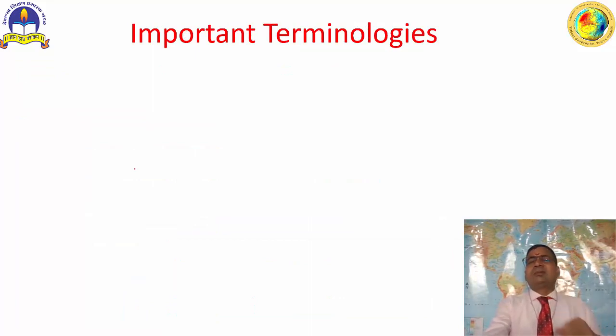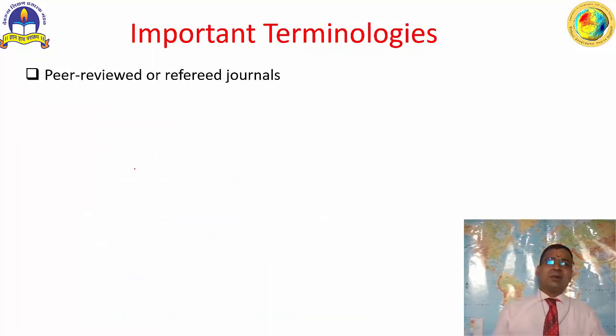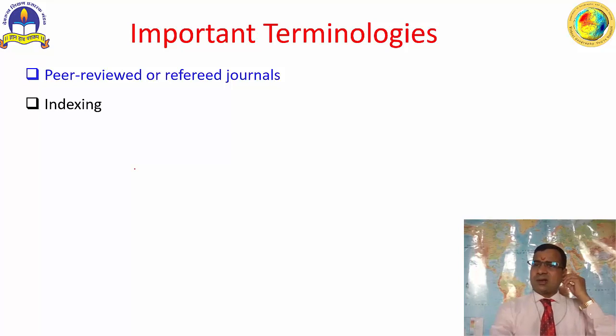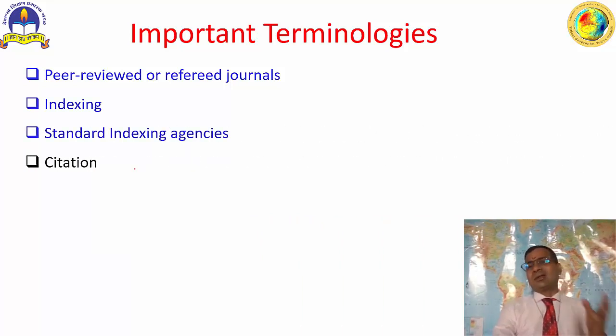Before proceeding towards impact factor, you must be aware of some important terminologies. I am sure these terminologies might be covered before this by other persons, or some may be covered in the forthcoming sessions, but I will list here the things that you necessarily need to be aware of. You should be aware of peer-reviewed and refereed journals before publishing your research paper. Also, you should be aware of what indexing means, what the standard indexing agencies throughout the world are, and what citation means, how we can cite an article, a research paper, a book chapter, etc.